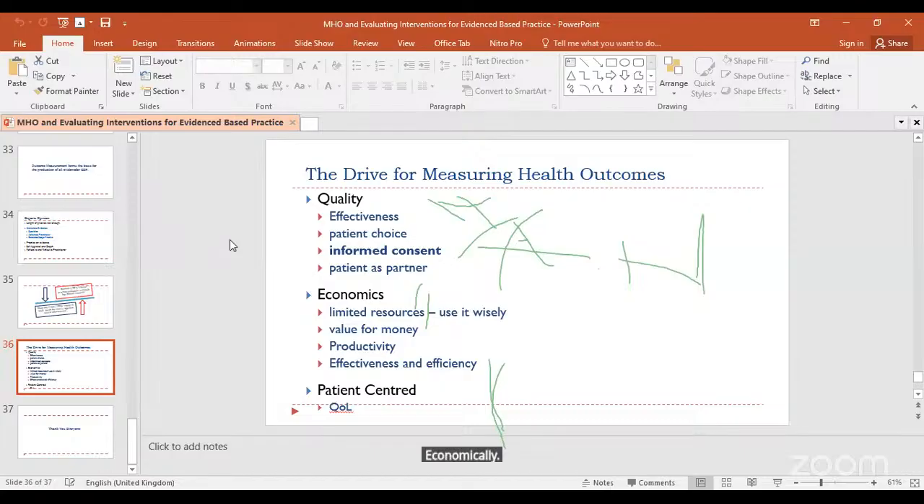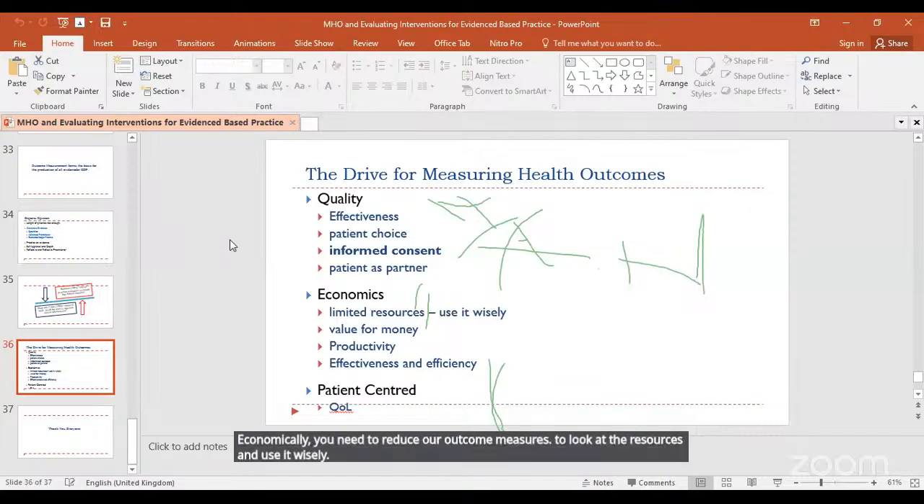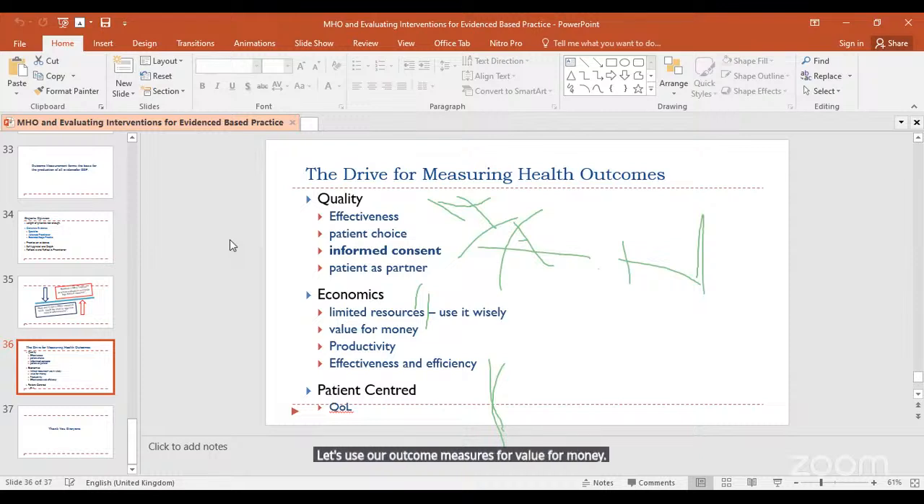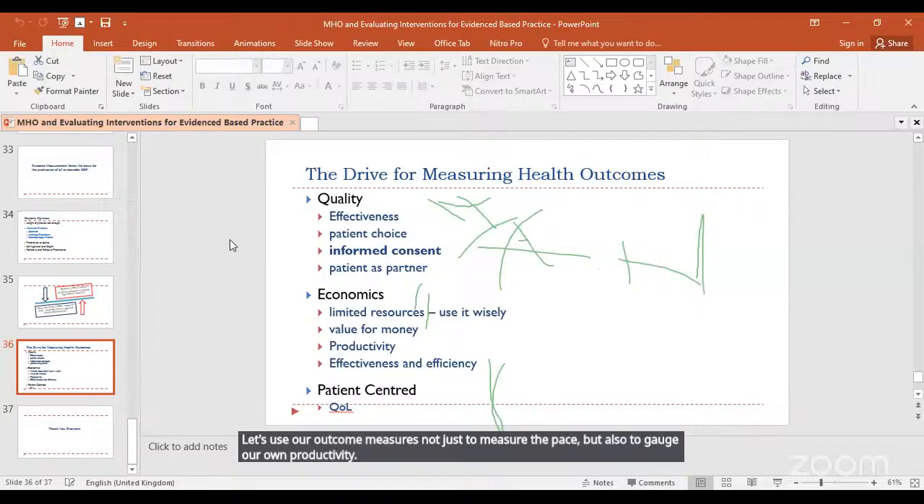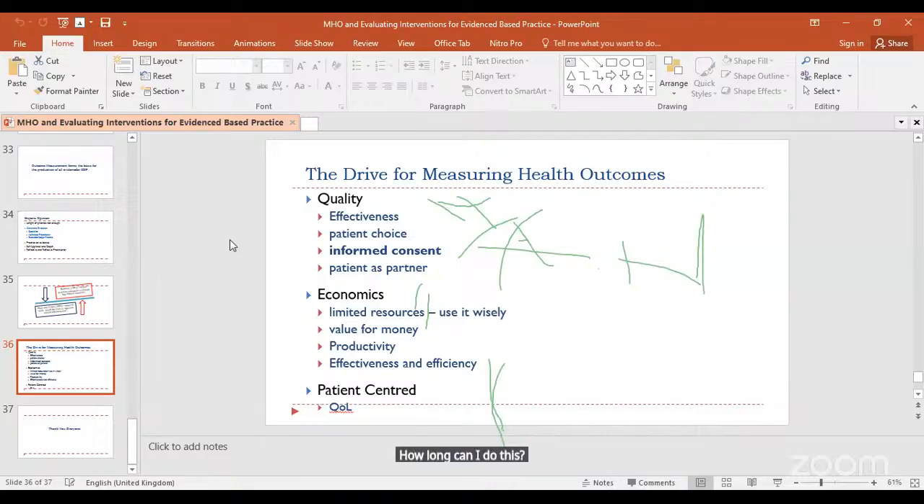Economically, we need to use our outcome measures to look at the resources and use them wisely. Let's use our outcome measures for value for money, for economic purposes, time, the effort we put in. Let's use our outcome measures not just to measure the patient's pace, but also to gauge our own productivity. How long can I do this? And our effectiveness and efficiency. And lastly, patient-centered, the quality of life of the patient.